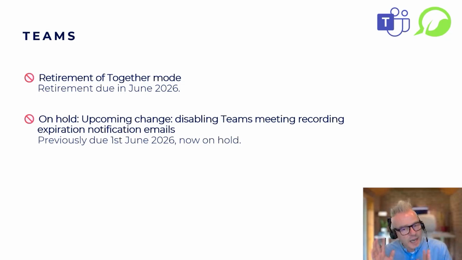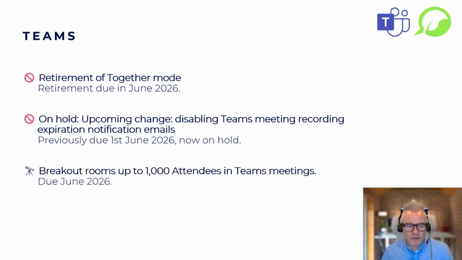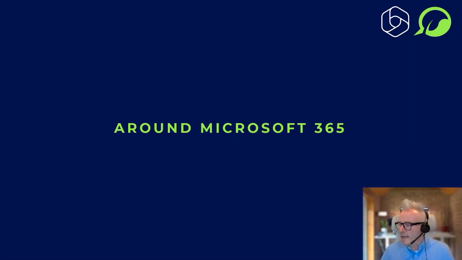They've had second thoughts on this, and they've put that on hold. So they're going to continue to tell you that your recordings are expiring. Breakout rooms, up to 1,000 attendees in a breakout room. I've got to be honest, that seems like a lot for a breakout room, but that functionality says due in June. But look at that icon. That tells you it is from the 365 roadmap, and it hasn't made it into the admin center yet. So that's probably going to get pushed back a little bit.